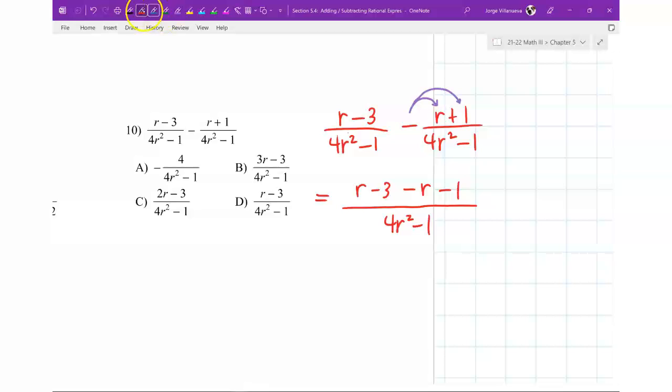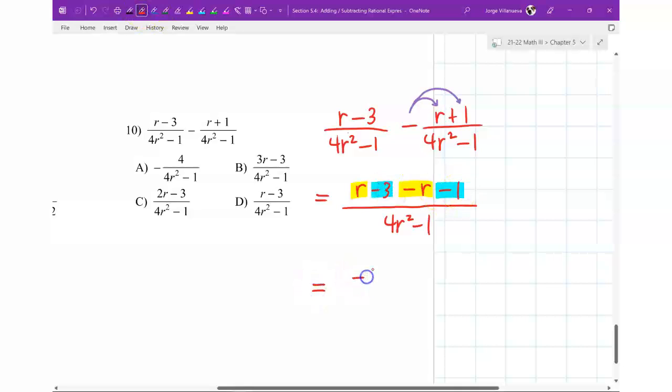Now, let's get like terms together. r minus r and negative 3 minus 1. So r minus r, well, that's 0. Negative 3 minus 1, negative 4. Over 4r squared minus 1. That's right here.